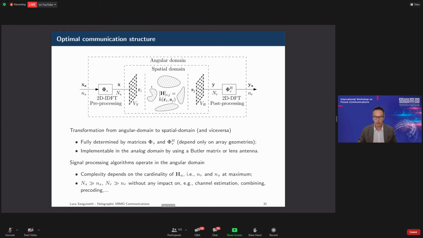To clarify, this is what we had. According to the spatial domain characterization of the MIMO channel matrix, you can move into the angular domain by using the DFT pre-processing and post-processing matrices. The beauty of operating in the angular domain is that you simplify the signal processing algorithms because they are not a function of the number of antennas that you have at the source and receiver, which can be huge, but a function of the effective degrees of freedom of the electromagnetic channel, which are much less than the large number of antennas that you can have at the receiver and the source.